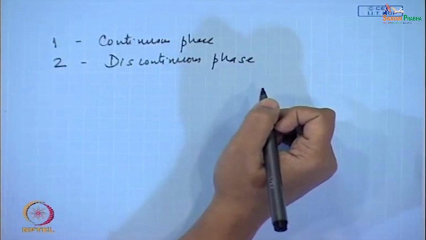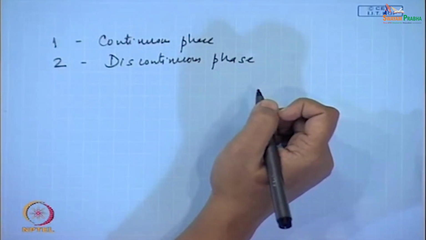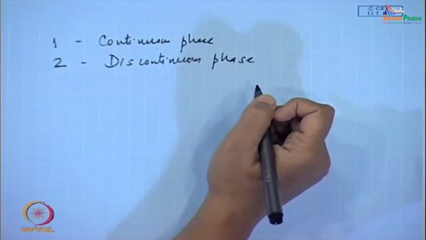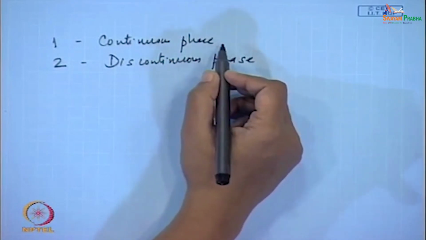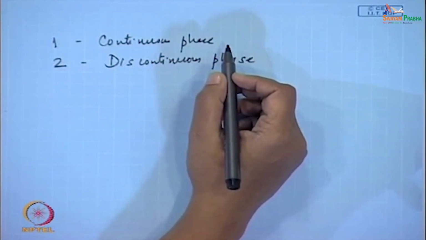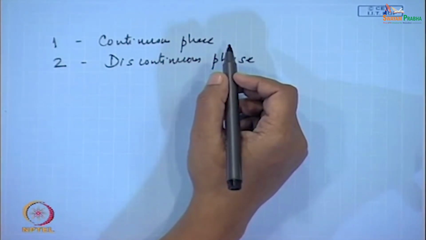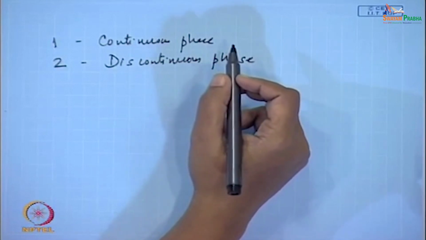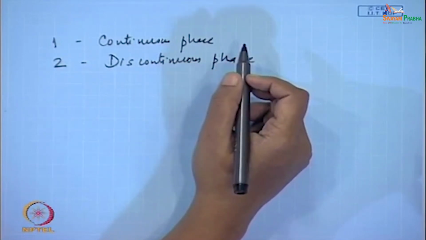Well, how do we define the continuous phase and the discontinuous phase? I had already given you the definition earlier. A continuous phase is defined as one in which any 2 points can be joined by a line, straight or curved, which passes through the same phase without crossing the interface. I would like to repeat it. A continuous phase is defined as one in which any 2 points can be joined by a line, straight or curved, which passes through the same phase without crossing the interface.